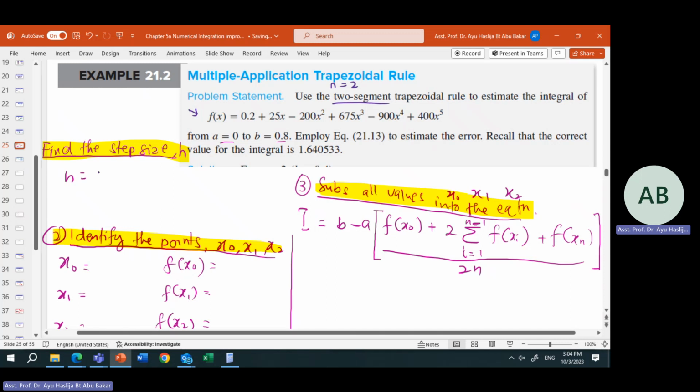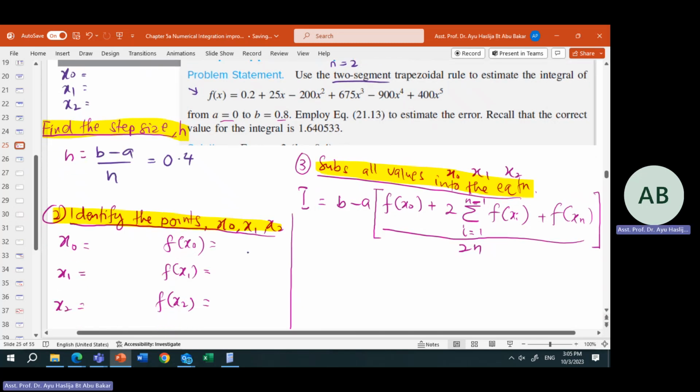Okay, first things first, we need to find the step size in order to identify your points. Step size is b minus a over n. What do you get? 0.4, right? 0.4. Then identify your points, the x-axis and also the f(x) values.